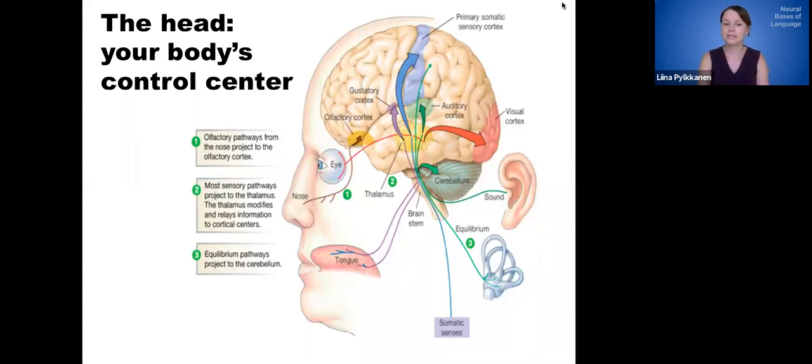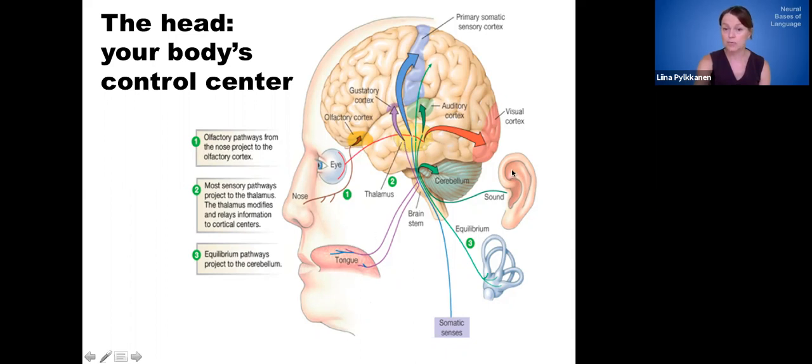And your head is overall a very impressive control center for your body. In addition to the brain, your head houses many of your sensory organs: your eyes, your ears, your taste organ, your tongue. Much of the role of the brain is to process the signals collected by these sensory organs. The sensory organs are connected to the brain, and most of them are connected through the thalamus.